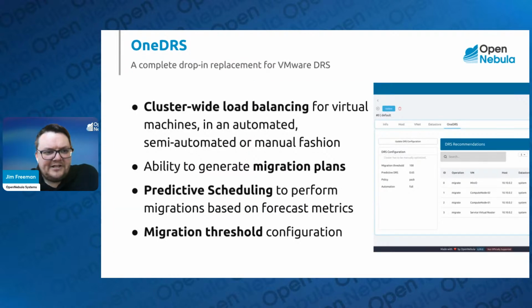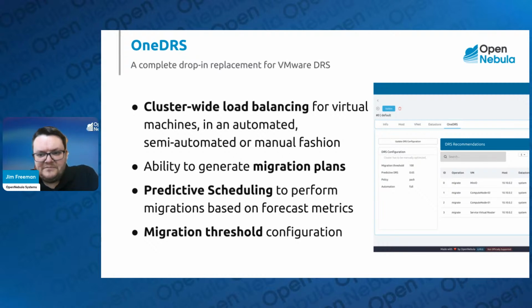So our headline feature in version 7, which will be coming in Q2 this year, is OneDRS. This is a drop-in replacement for VMware's DRS. And this is by far the most popular request we've received at OpenNebula. We're proud to announce the launch of this in 7.0.